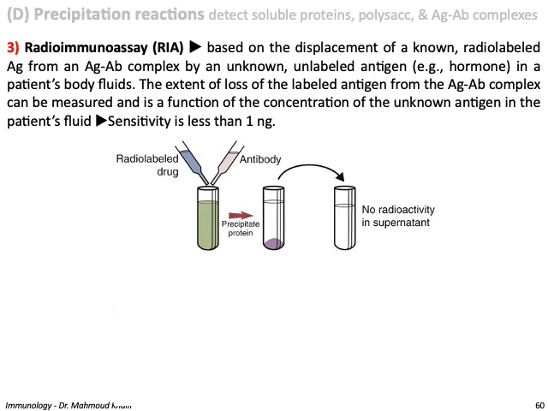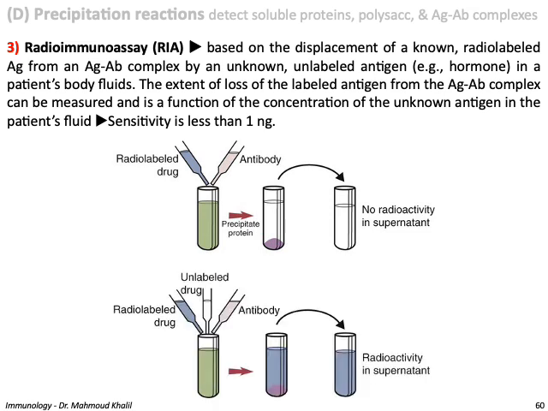So you can see from this figure you have a test tube where you add the radiolabeled drug and the antibody, and there will be a precipitated protein, and in the supernatant you can see no radioactivity. While here, when you add the radiolabeled drug with the unlabeled drug with the antibody, and you do a precipitation reaction, you can see the amount of radioactivity in the supernatant.